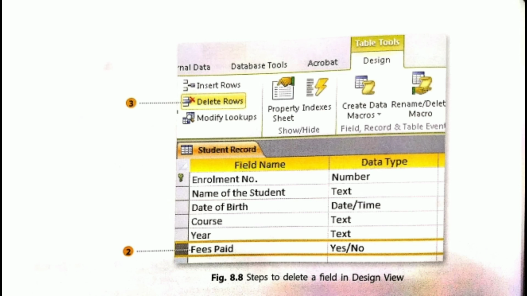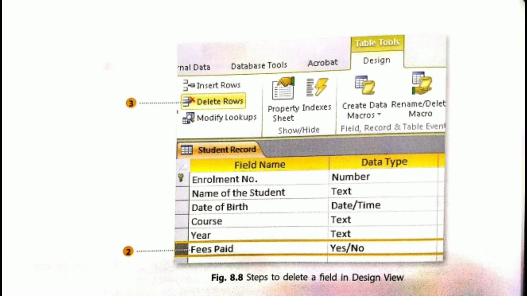So once again students, in order to delete a field from the table, number 1 is you have to open the table in design view. Step number 2, you have to click on the row that is to be deleted. Here I want to delete the field that is known as fees paid. Okay, so I am clicking on the field fees paid.